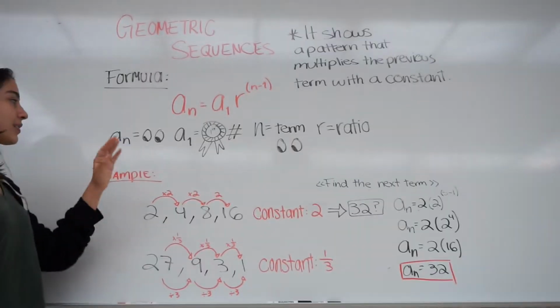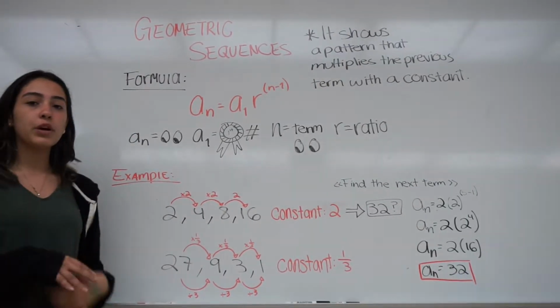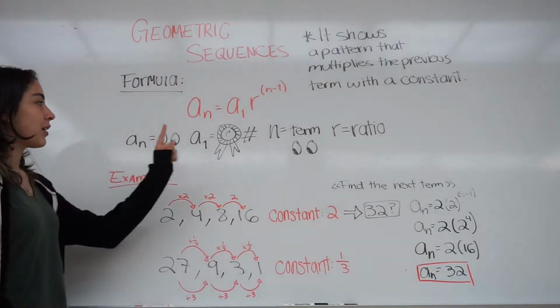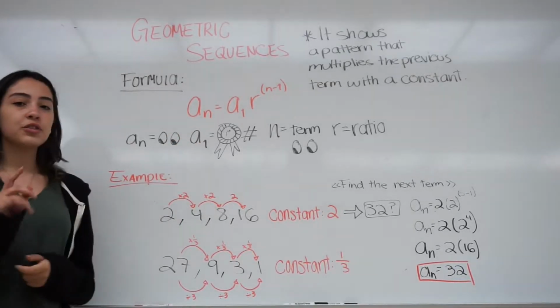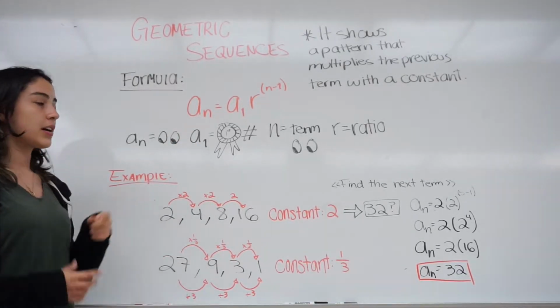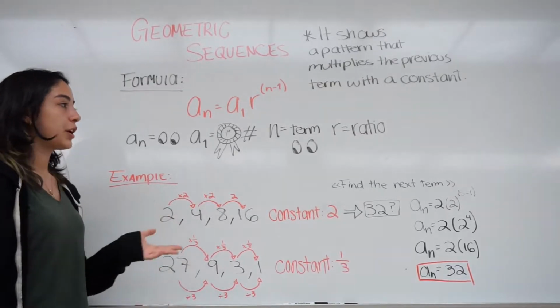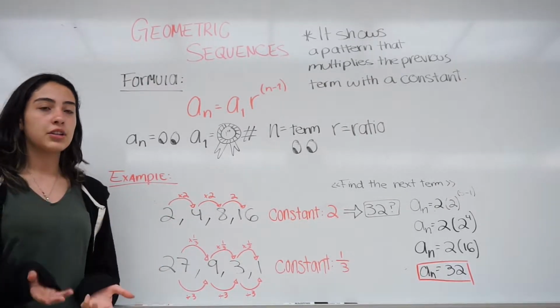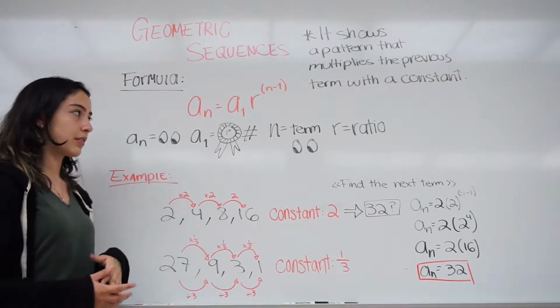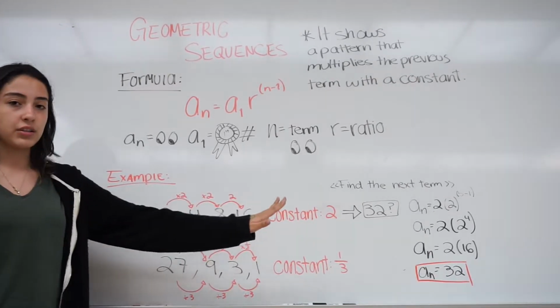In the formula is the a_n, which is the term we are looking for, the a_1, that is the first term in our sequence, the n, that is the place of the term we are looking for, and the ratio is kind of like the difference we saw in the arithmetic sequence, and it's the constant.